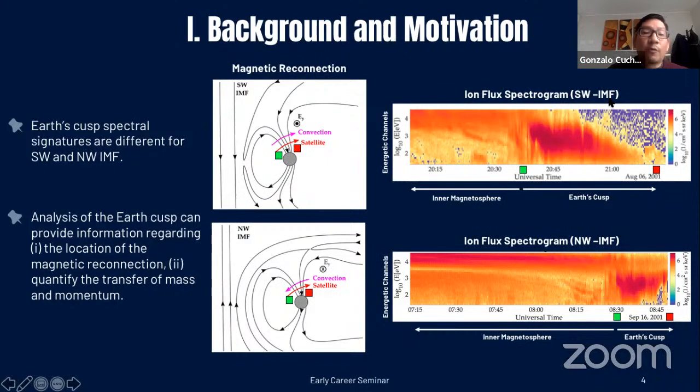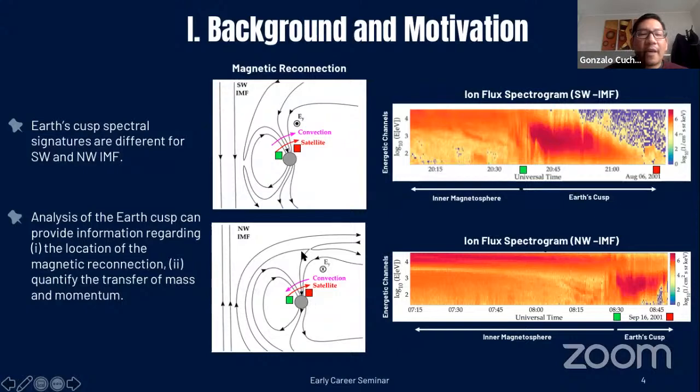Now, when we have the other case, when we have a northward IMF, the magnetic reconnection can happen at high latitude, while the electric field is induced in the other direction. Now the drift goes in the opposite direction than the previous case. Now it goes from high latitude to low latitude. And what I am observing here is something similar. The satellite is still moving from the low latitude to high latitude.